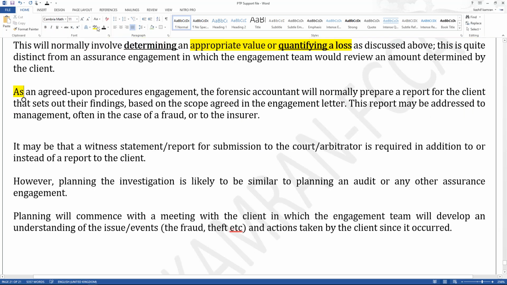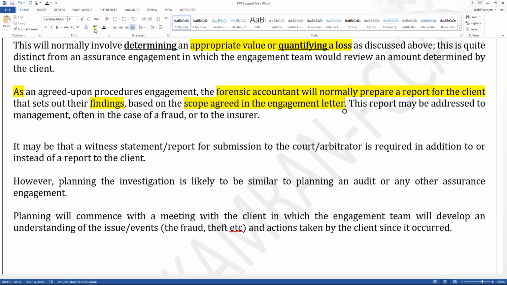As an agreed upon procedure, the forensic accountant will normally prepare a report for the client. So you will prepare a report for a client, that's good. You will prepare a report for a client that sets out their findings. So what will you have in the report? Not an opinion. You will have in your report the findings based upon the scope in the engagement letter.